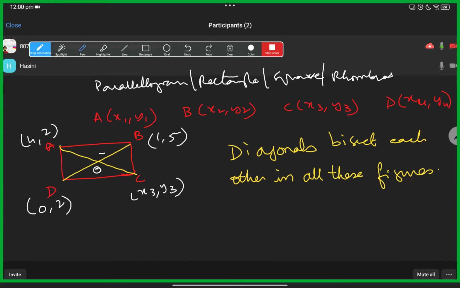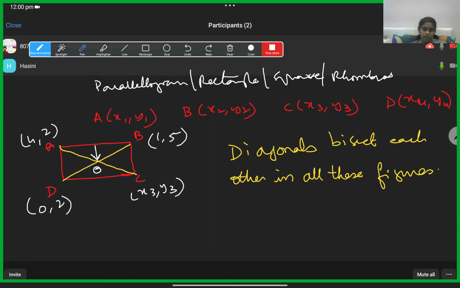Half means the place where both diagonals meet. At that point, both the diagonals are divided into equal halves. So the meaning is that the midpoint of both diagonals is the same. They cut exactly at the midpoint. That is the meaning of diagonals bisect.